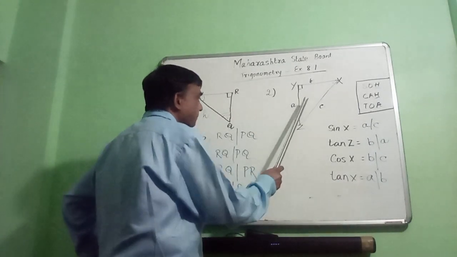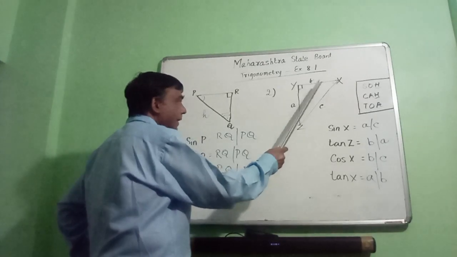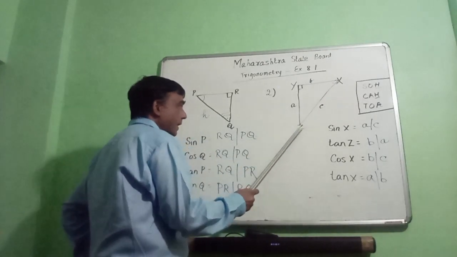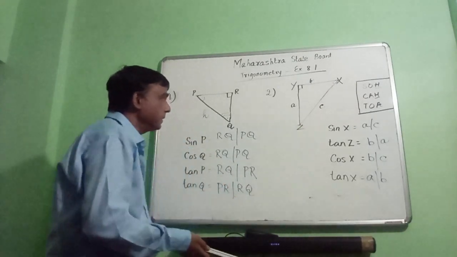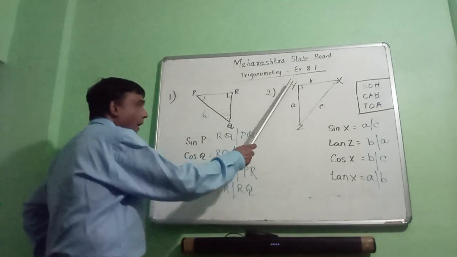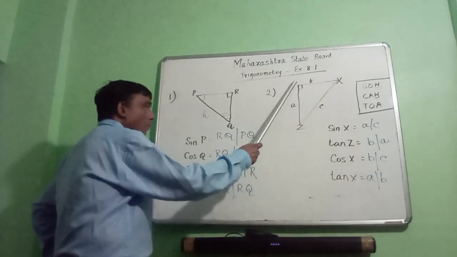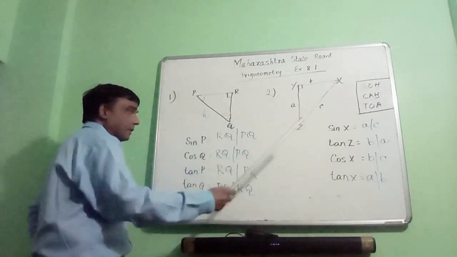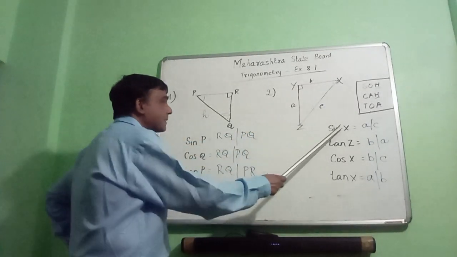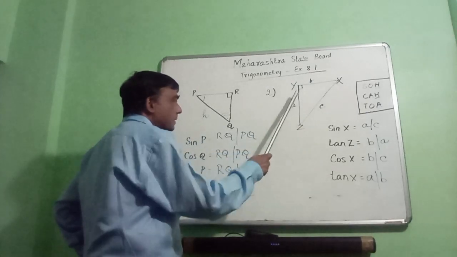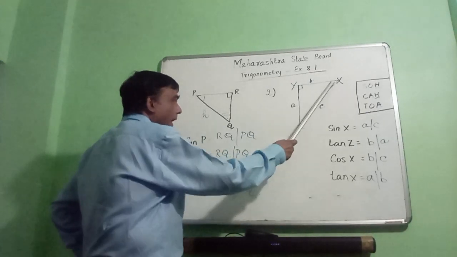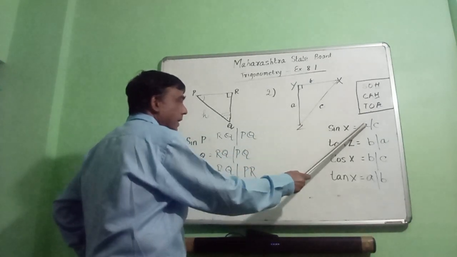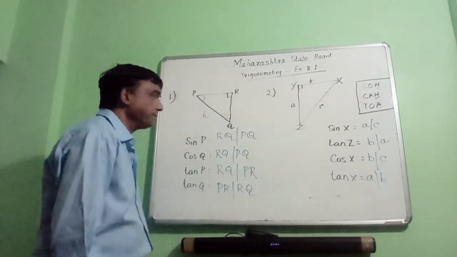Now here it is right angle at Y. This is X, this is Z. In the problem it is already given that YZ is A, YX is B and XZ is C. So sine X, from X, opposite is A and hypotenuse is C. So it's A divided by C.